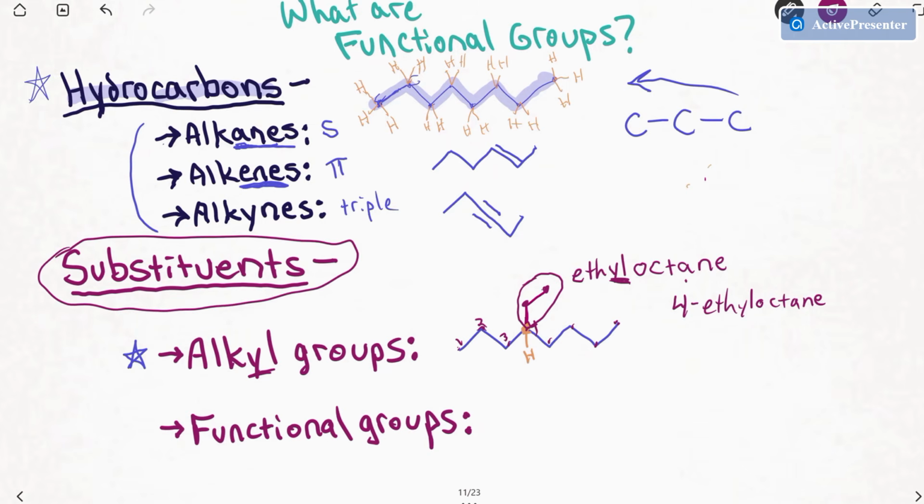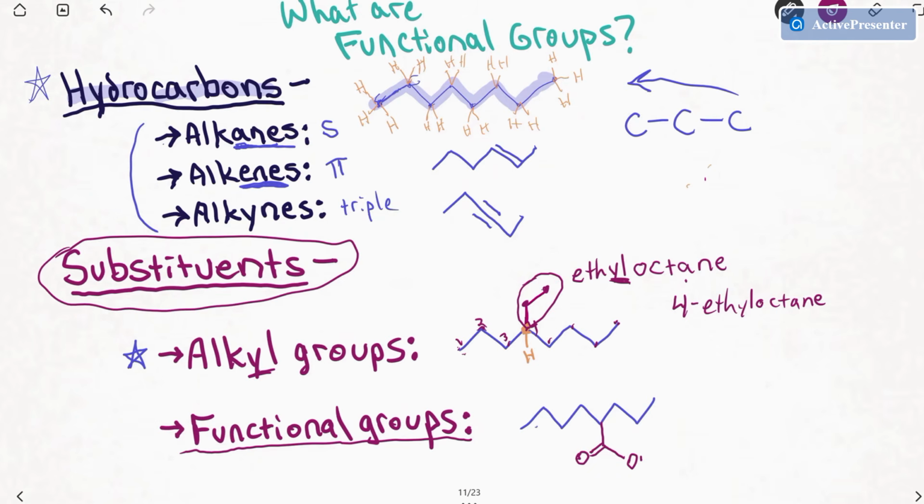So the alkyl groups are just another shorter chain of carbons and hydrogens. So it's not the main hydrocarbon. This long one would be the main hydrocarbon, but the shorter hydrocarbons are the alkyl groups. Now, functional groups are when it's not just a hydrocarbon chain. Functional groups are when something is coming off of the main hydrocarbon chain.